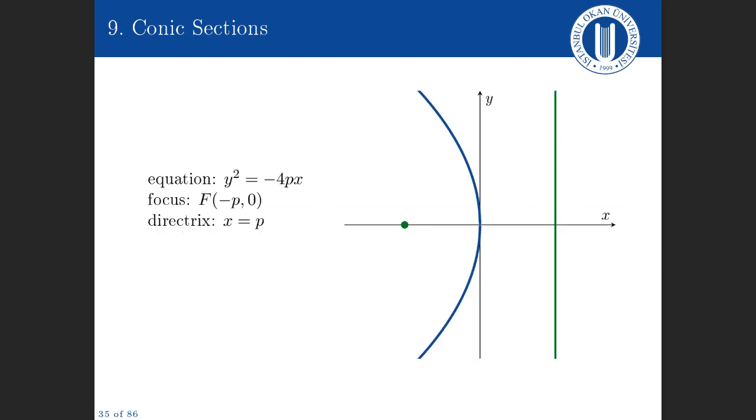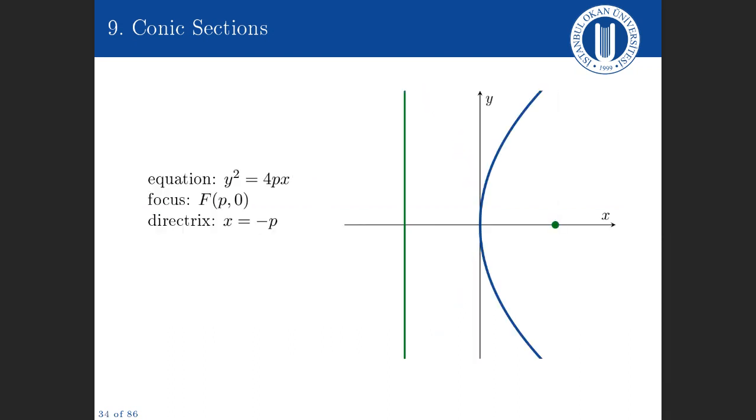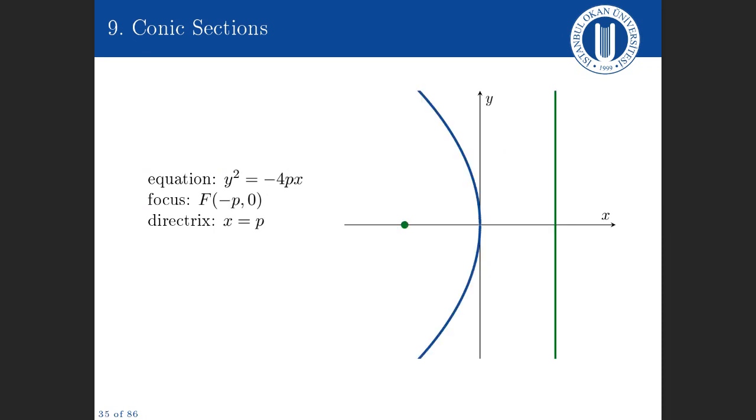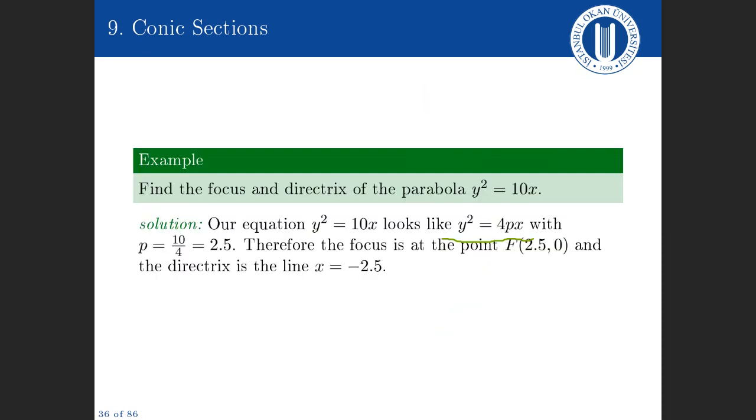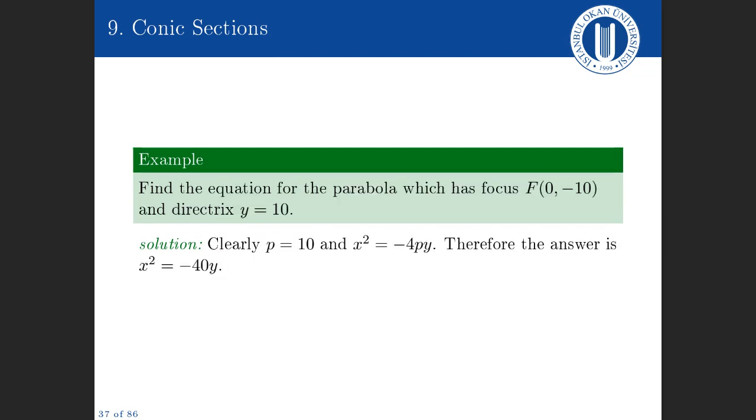So it looks like we have a parabola like this, which opens to the right. Then we can read off that the focus is the point P, 0, that's 2.5, 0, and the directrix is the line x is equal to minus p, x is equal to minus 2.5. Or we can go the other way.